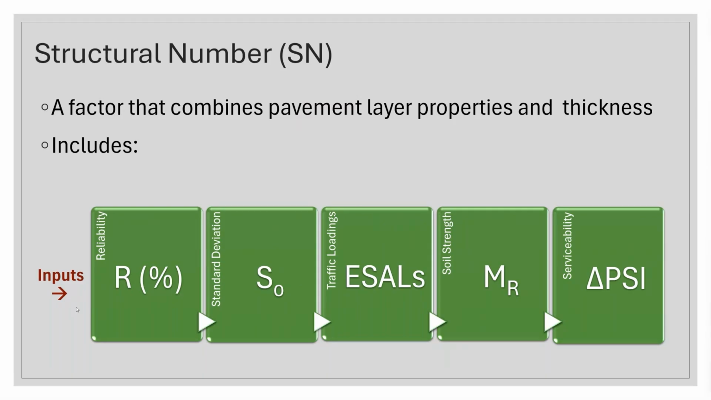How important is it that this is a reliable design? We're going to have some standard deviation to think about, because the materials and the processes that we're using always have variability. We're going to include our traffic loadings, which we've talked about, our soil strength, which is all the subgrade stuff we talked about, and then also a general factor of serviceability. And this deals a little bit more with how the traveling public perceives this project or this roadway.